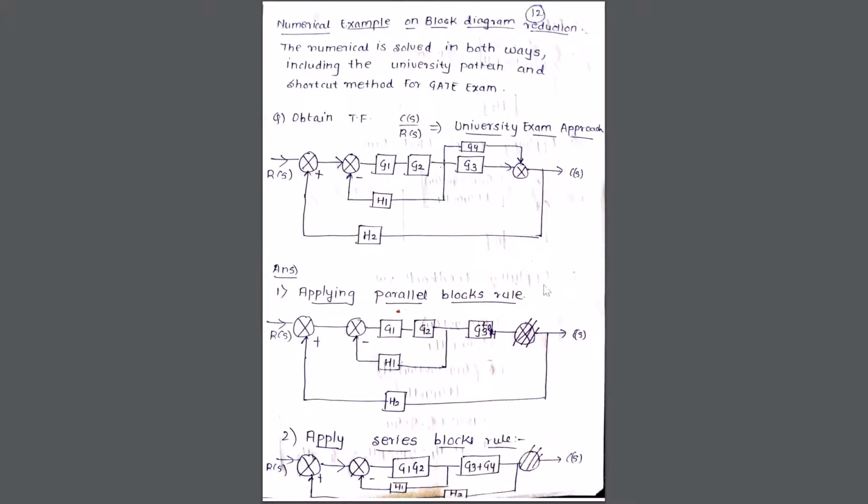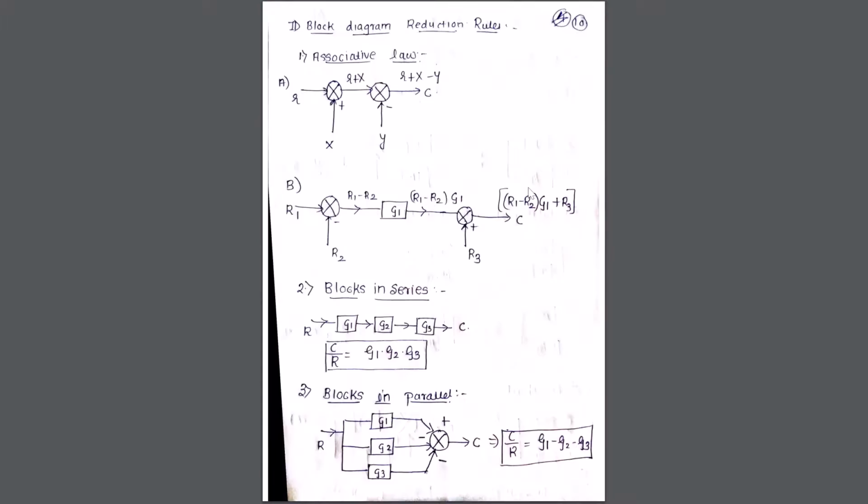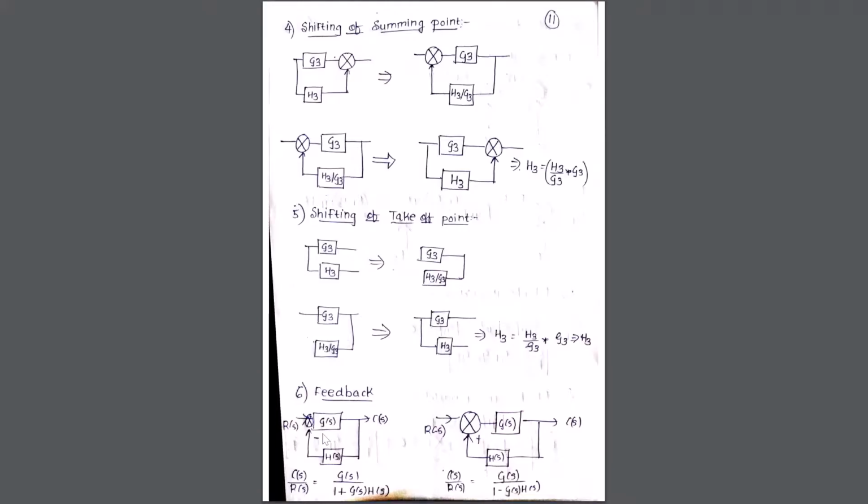If you see, I am applying the parallel block rule over here. What is it? It is G3 plus G4. If nothing is mentioned to you over here, it is simply a plus. The only difference between parallel and a feedback is that in case of parallel, you will find that all the arrows are moving in the same direction. Whereas in a feedback, you will always have an arrow coming in the opposite direction.